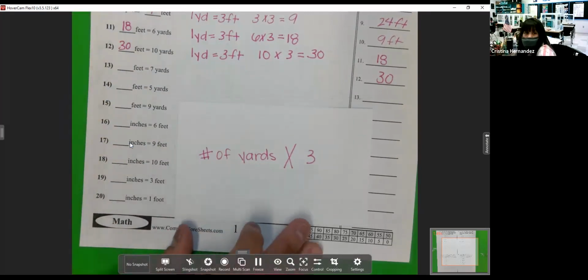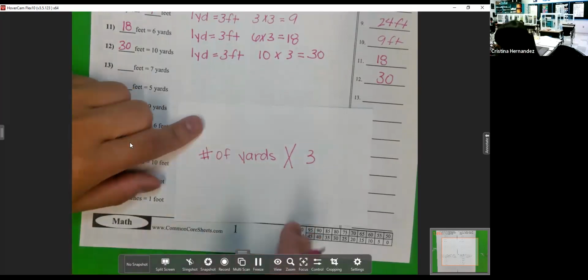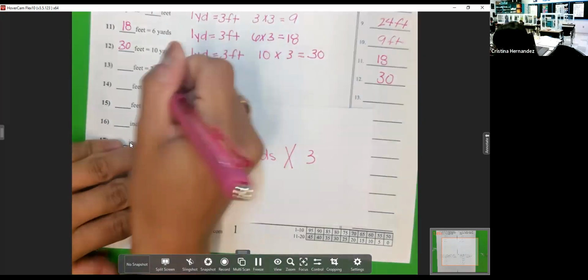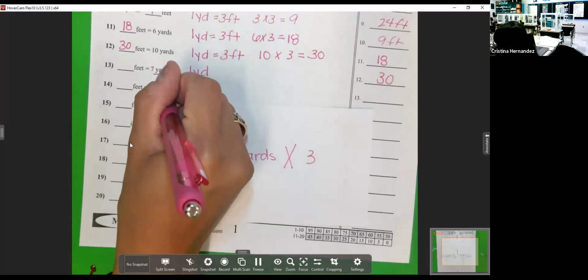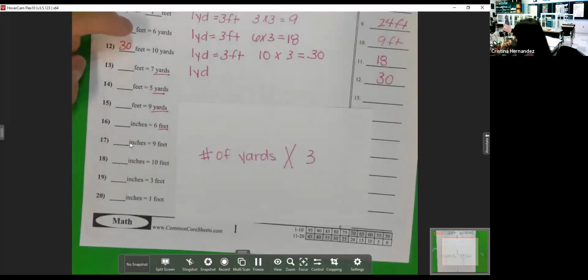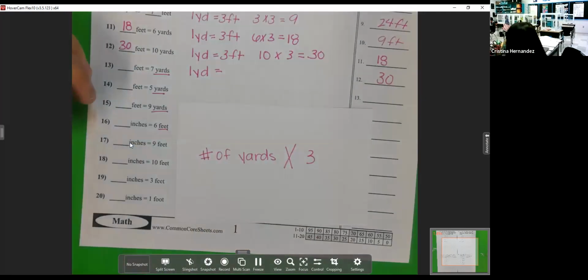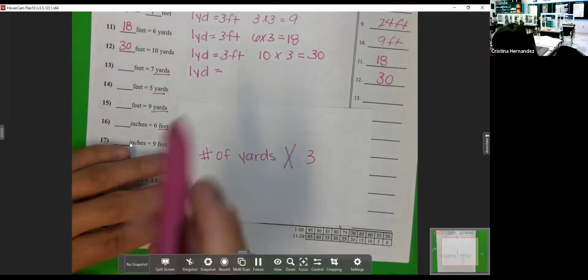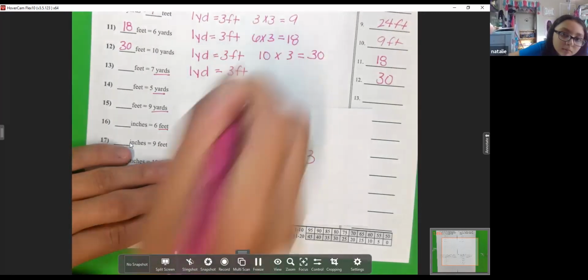So, for number 13, 1 yard, we're still working with yards, and you have to pay attention to what distance it's measuring over here. Otherwise, because look, over here it goes to feet, so we're going to have to change. So 1 yard equals how many feet? How many feet are in 1 yard? About 3. It's not about 3, it's 3. Right there. So let's use our formula.